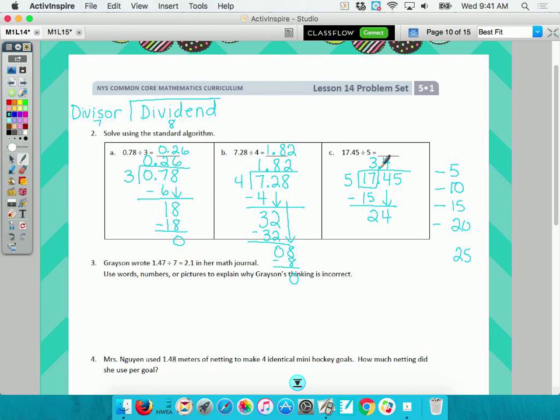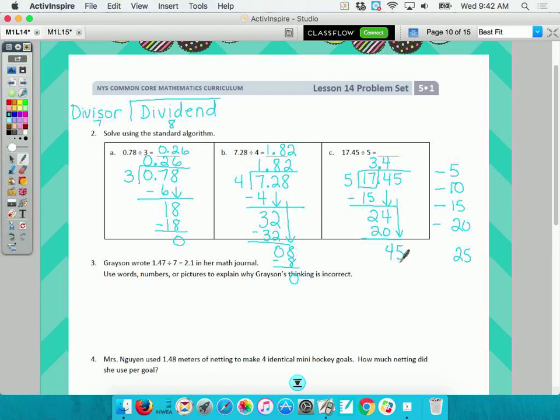Look, I forgot to pop my decimal up again. Okay, so 5 times 4 equals 20. 24 minus 20 is 4. Now, is 4 less than my divisor? Yes. Okay, so bring down the 5.